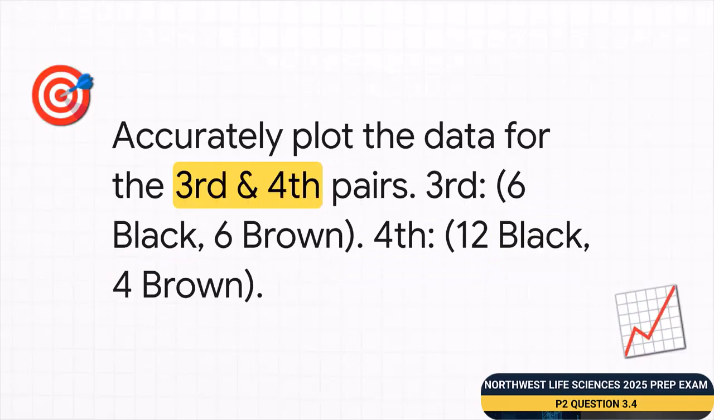And last but definitely not least, P is for plotting. This is all about being careful and accurate. You're just taking the numbers from the table and drawing them onto your graph. Now the question only asks for the 3rd and 4th breeding pairs, so don't do any extra work. Just double check that each bar is drawn to the right height before you move on.